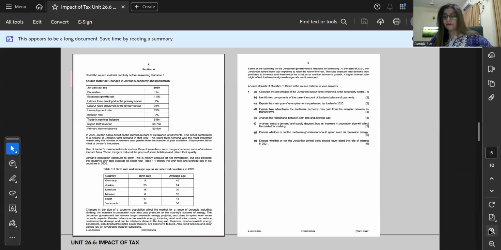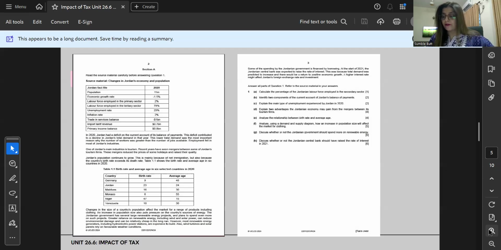In summary, the findings from the case study show a deficit in current account of payments. It also shows that the birth rate is higher than the death rate in Jordan. The labor force employment in tertiary sector is 79%. And there are several large renewable energy projects. Greater reliance on renewable energy, including wind and solar power.